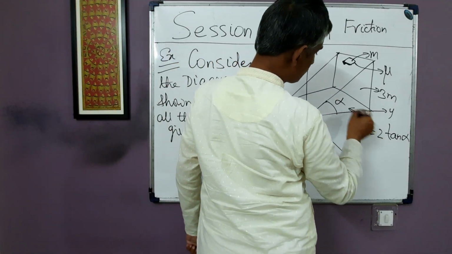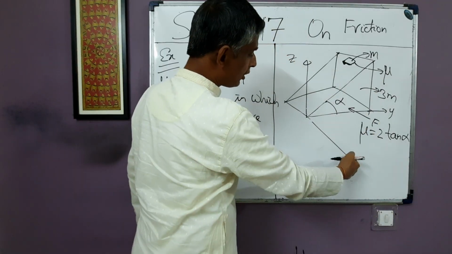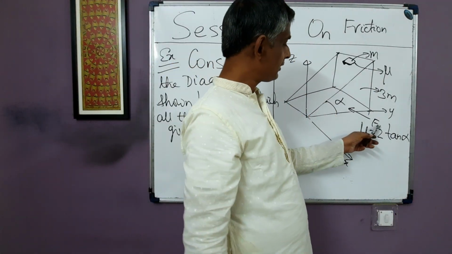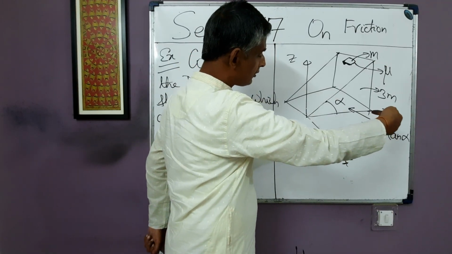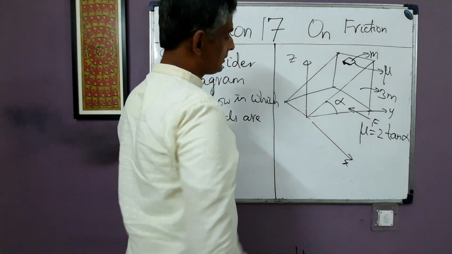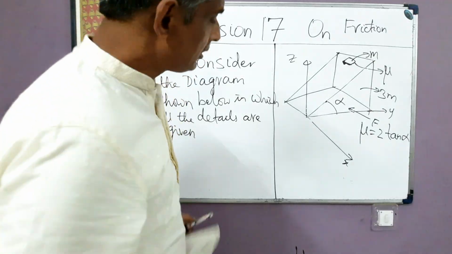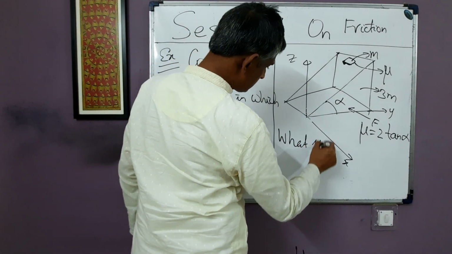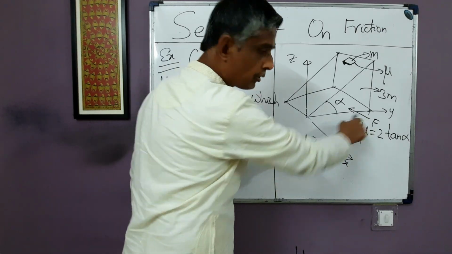Now a constant horizontal force F is applied to this vertical triangular face of the wedge, opposite to the x direction. That is, this force F is horizontal, along the negative x direction, and at right angles to this vertical triangular face of the wedge. Now the question is, what is F max, that is, the maximum value of F?